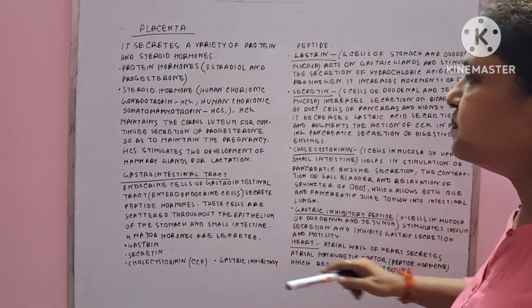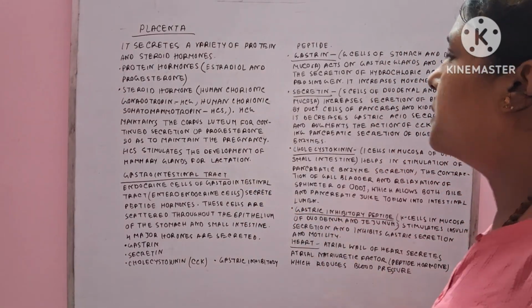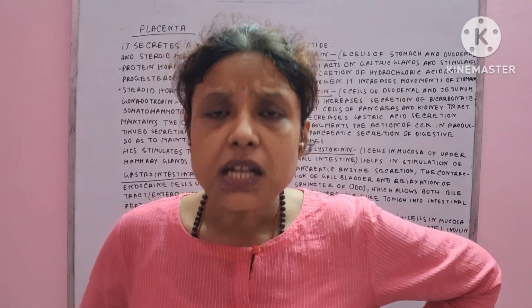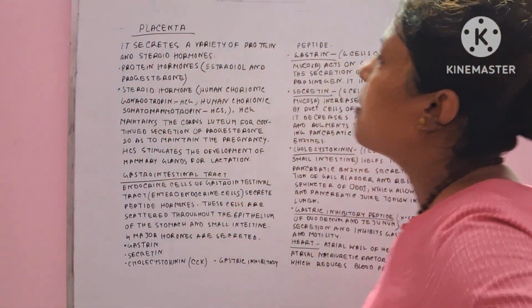Today's video is about the placenta, the gastrointestinal tract, and the heart. These are some organs from where hormones are secreted. What is the role of these hormones, and what about the glands, we will learn today. So the first one is the placenta.